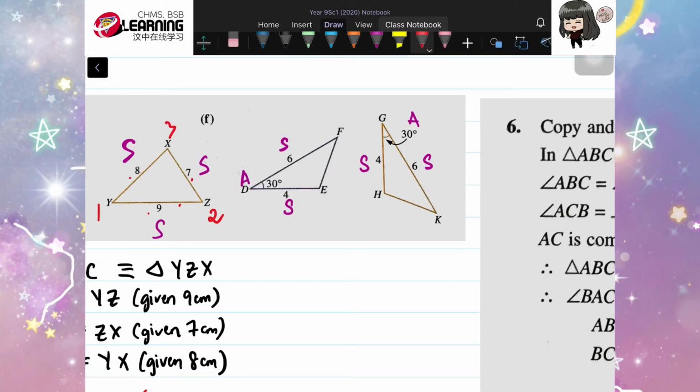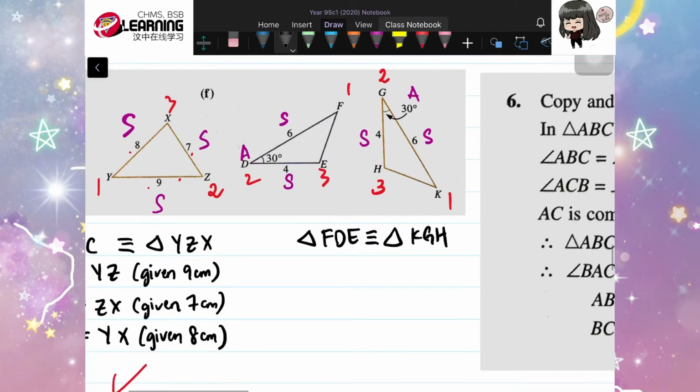So now numbering, right? If I number it as FDE, 1 2 3, the first one is F, so the other one, your first one must be K. Then the second one is G because it's on the 30 degree, and the third one is H. So triangle FDE is congruent to triangle KGH.